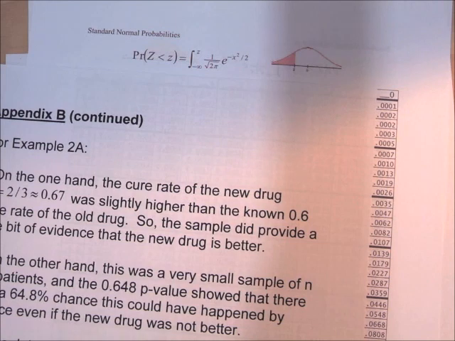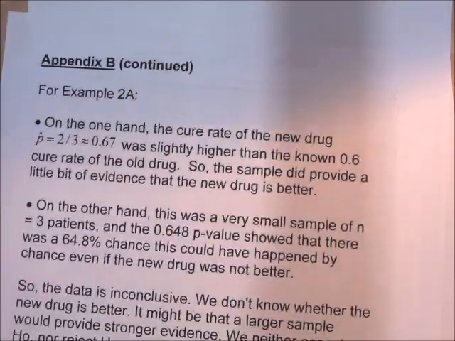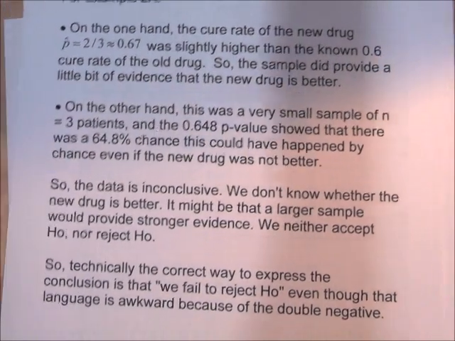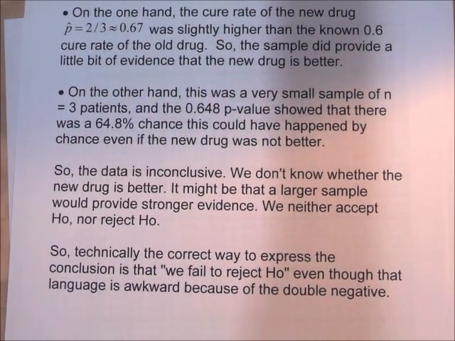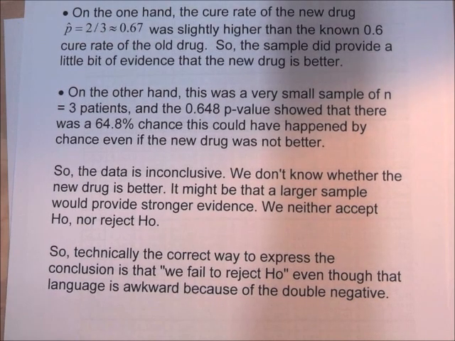So that's something to keep in mind. Anyway, the data is not conclusive. We don't know whether the new drug is better or not. It might be that a larger sample size would provide stronger evidence. So technically the correct way to express the conclusion is that we fail to reject H naught, even though that language is awkward because of the double negative. And that concludes this presentation.